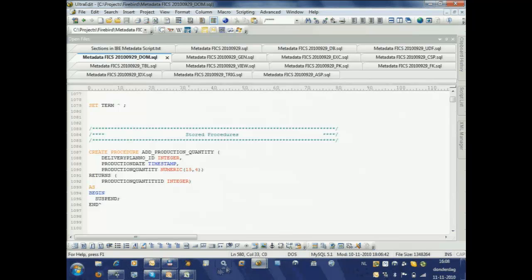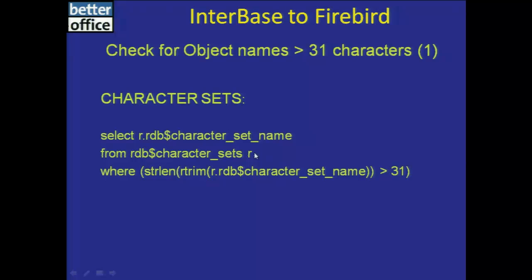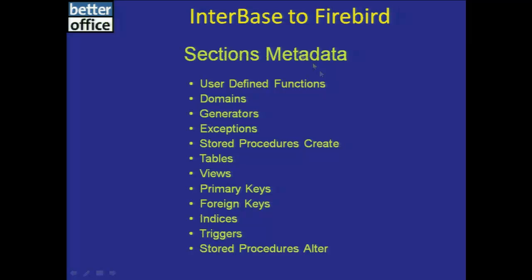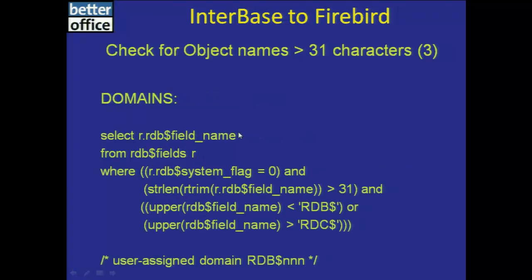There are of course other ways. Let me have a quick look here. So these were the sections, and you can check for yourself, asking the system tables where there are object names larger than 31 characters. Looking at the different metadata object names, we have character sets where you can look in this one, the select RDB character set name. That's a relatively easy one. Collations, domains. Here there's an issue. I've taken this part out because of the user-assigned domains, the RDB, $, whatever number. Those I don't care actually. They should be generated by Firebird.